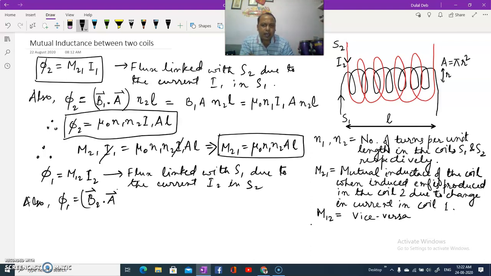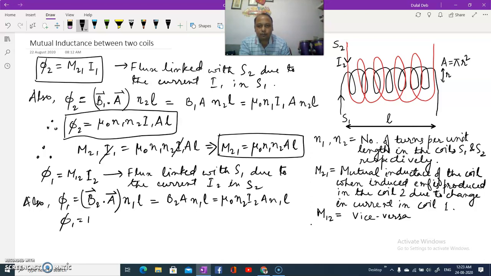And this is the flux linked with one turn of the coil S1. So the total number of turns is N1 into L. Therefore we have the value B2 A into N1 L. Angle theta is 0 between B2 and A. The value of B2 is mu naught N2 I2, into A N1 L. So finally we have phi 1 equal to mu naught N1 N2 I2 A L.